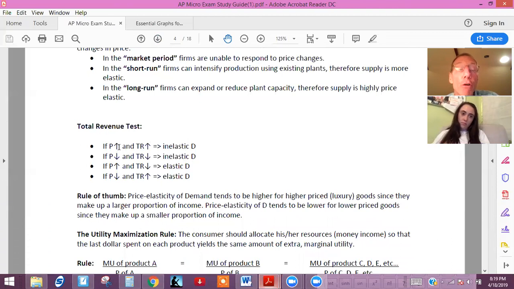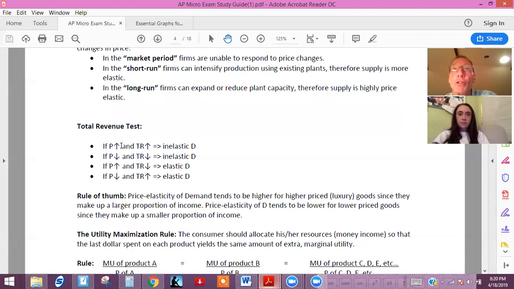If price goes up, then it means demand is going to go down, right? But if price goes up more than quantity goes down, then you get more total revenue. So this is inelastic. If total revenue is going up while price is going up, then you know the percentage decrease in quantity is less than the percentage increase in price. Does that make sense?